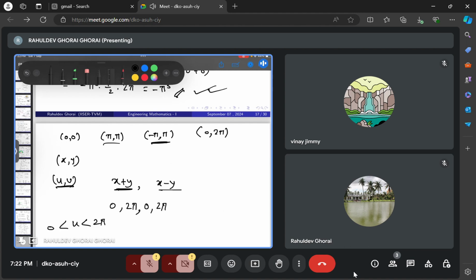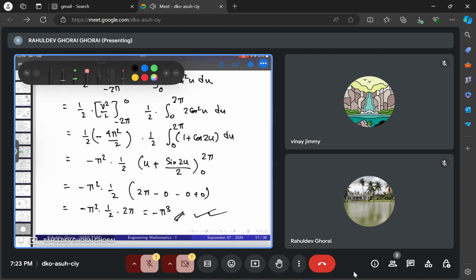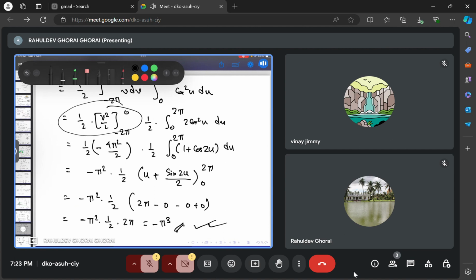And v, if you take x minus y, that will be 0 minus 0 is 0, pi minus pi is 0. Otherwise, 0 minus pi is minus pi, or 0 minus 2 pi is minus 2 pi. So v will be from minus 2 pi to 0. That's what we have done, right? You see here, v is from minus 2 pi to 0.